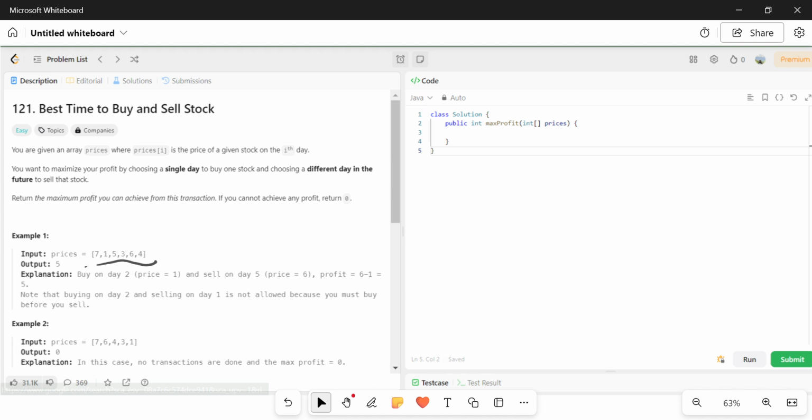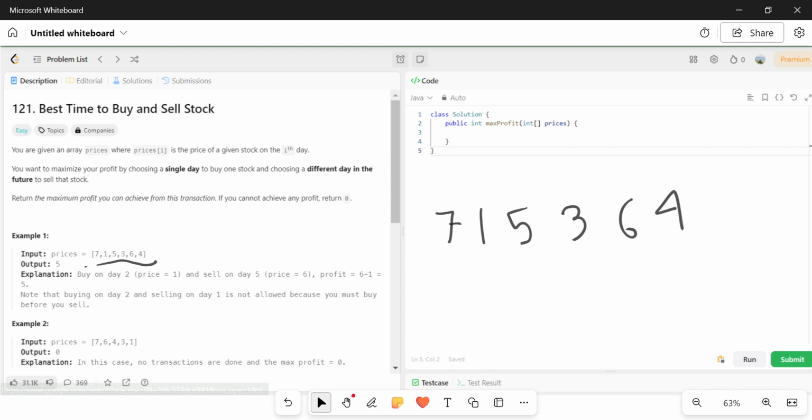And also we have to see if we can achieve a profit. It can happen that we might not achieve a profit, so at that time we have to return 0. So for example, the given example that we have is 7 1 5 3 6 4. Before we can sell and gain a profit, we need to buy.